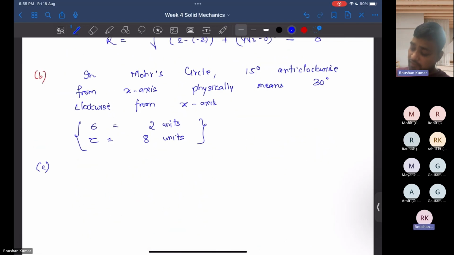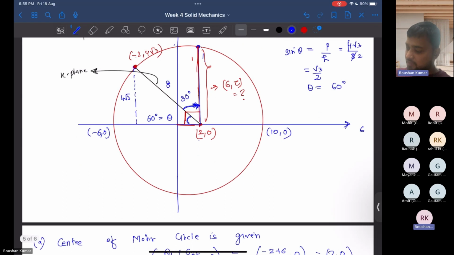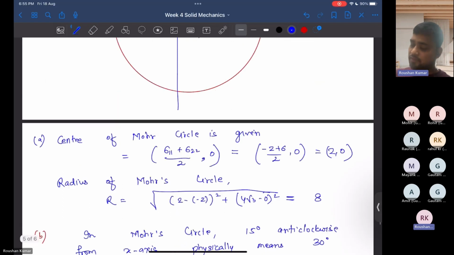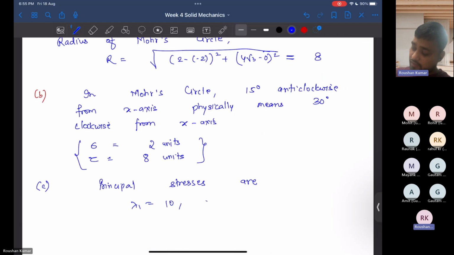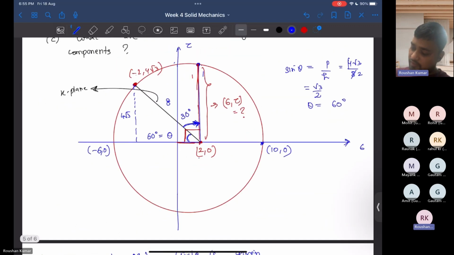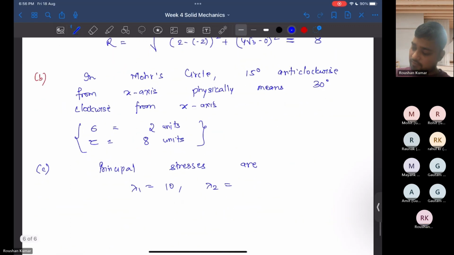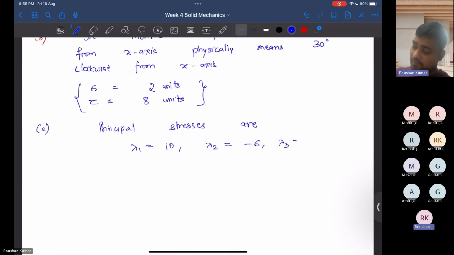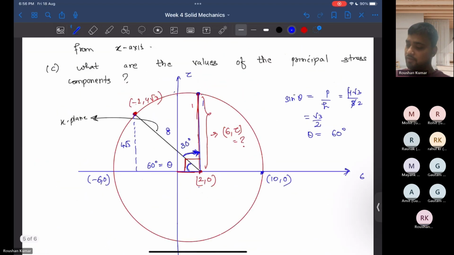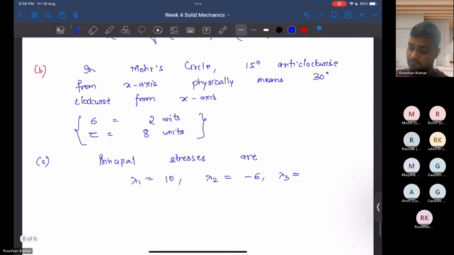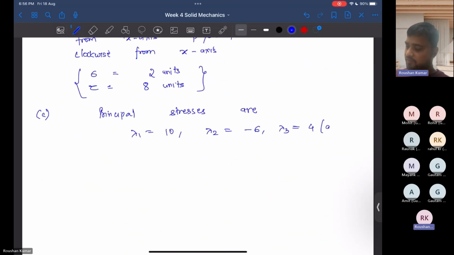So question number C. Principal stresses are, first one is sigma 1, or we say lambda 1, which is basically the maximum principal stress, that is of 10 unit. Lambda 1 is 10. What is the value of lambda 2? Lambda 2 is -6. And what is the value of lambda 3? As the third principal plane lies along the third coordinate axis, it is given by 4 units. So as given.